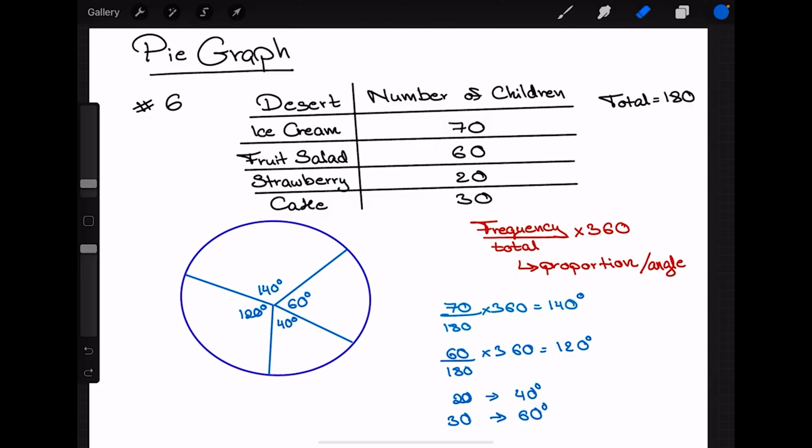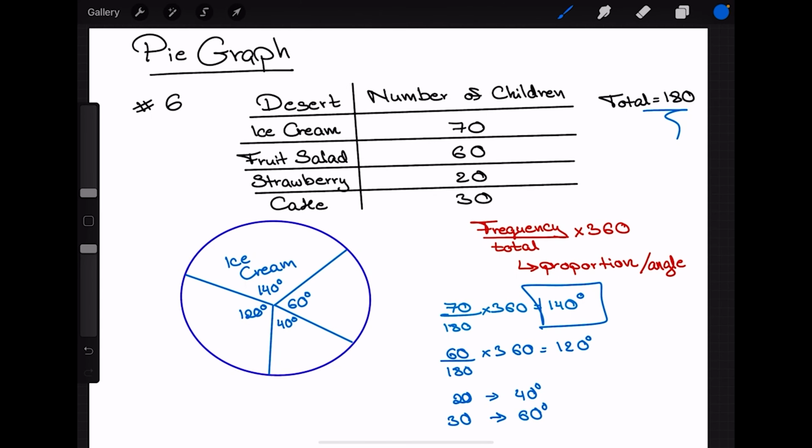You find this by dividing its frequency by the total. So for example, ice cream 70 divided by the total 180 times 360 will give you 140 degrees. So right here, this is ice cream.